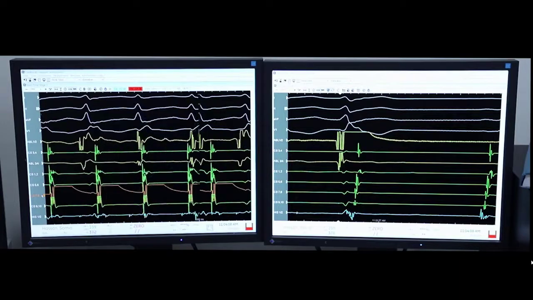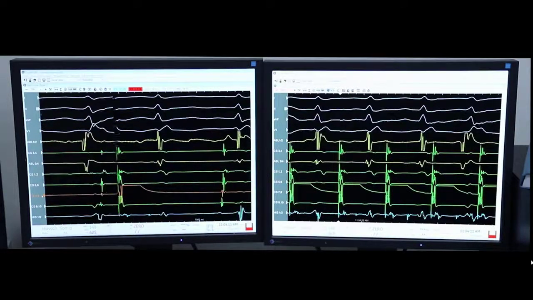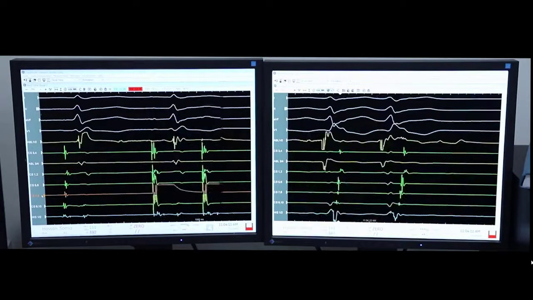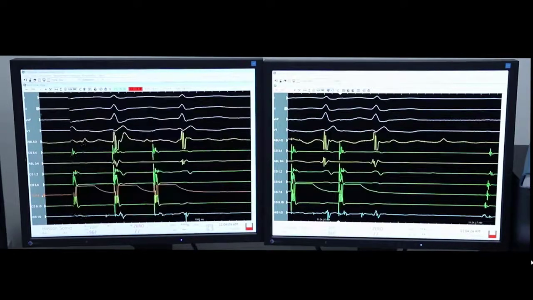Here is CS burst pacing, incremental burst pacing, and achieving the antegrade Wenckebach cycle length.